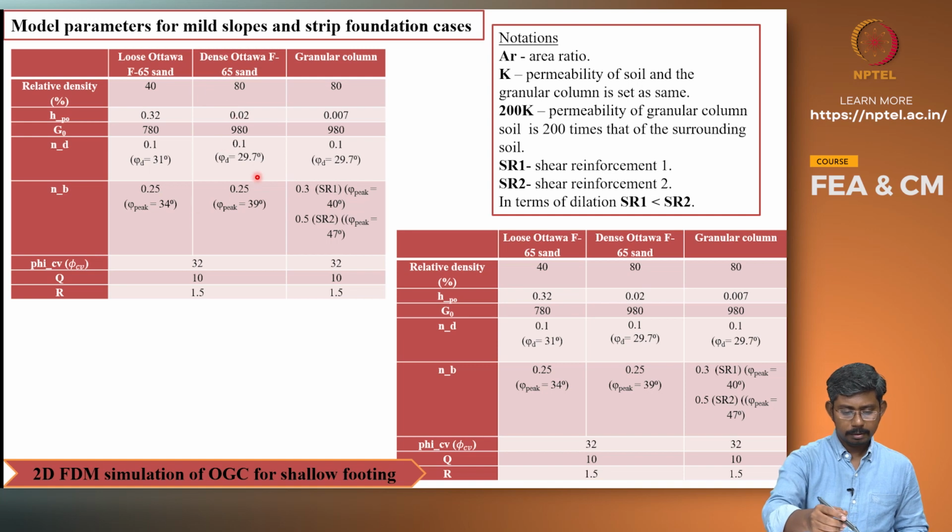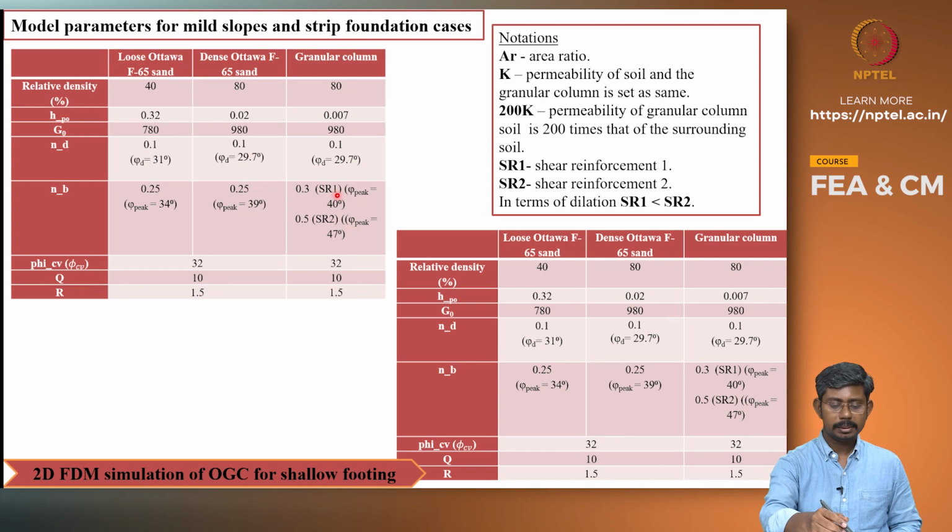So among these, two different cases of NB are considered, the bounding surface. The bounding surface represents the peak friction angle. So 40 degrees and 47 degrees are considered. This is mainly to explore the effect of shear reinforcement that the granular column offers. So SR1 is the property more or less similar to that of dense sand, whereas SR2 is much higher when compared to SR1. This is expected to bring out the difference that comes as a contribution from the shear reinforcement effect.